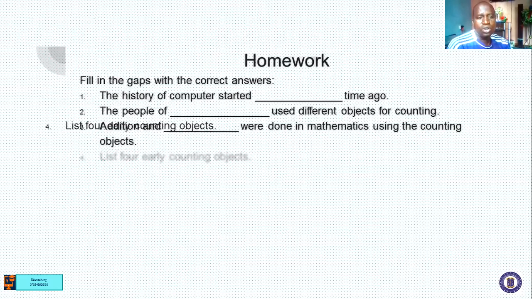Then number 4, you are to list or write four counting objects that we have mentioned or any that you know, even if it is not one that we mentioned. If you know they used it for counting in the olden days.